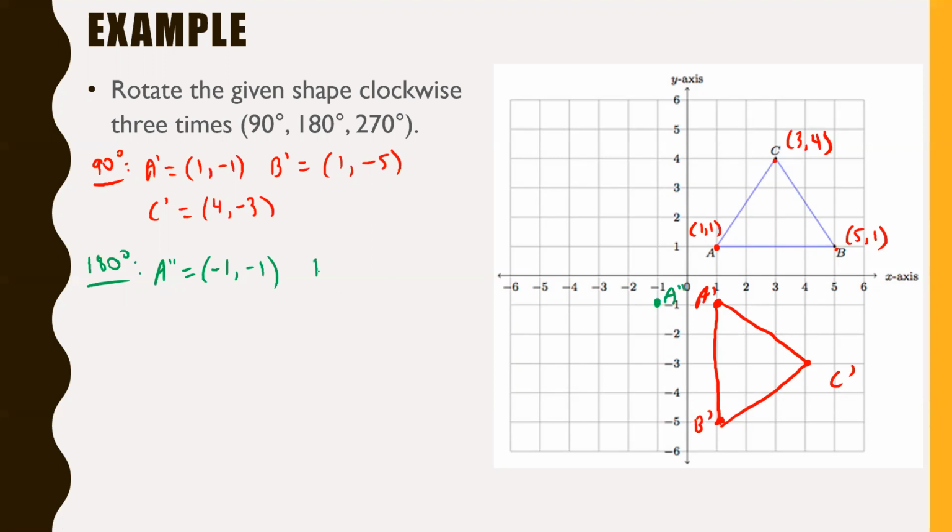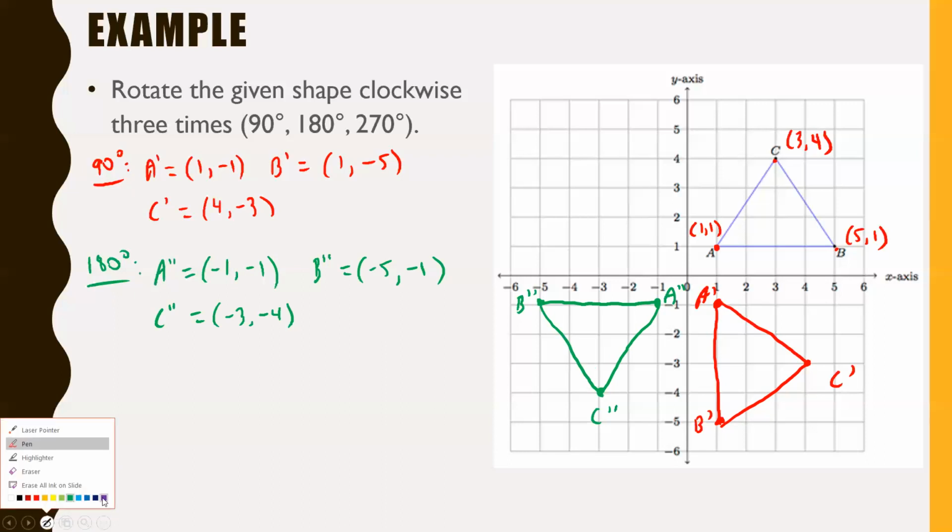Now for B double prime, once again, just take each of these and make them negative. So negative 5, negative 1. Negative 5, negative 1 puts us over here. That would be B double prime. Now for C double prime, once again, make each of these negative. So negative 3, negative 4. Negative 3, negative 4 brings us right down here. So that is now C double prime. And again, connect them with your lines. There we go. And I'll do one more color change here. We'll do purple, we'll say.